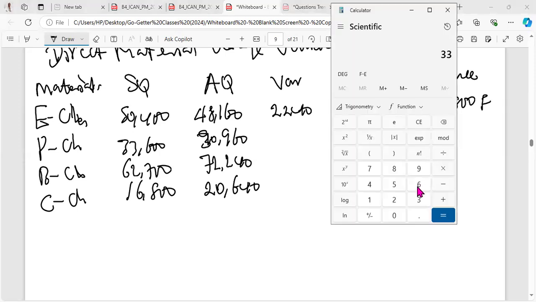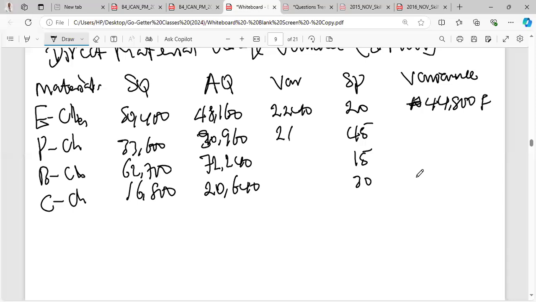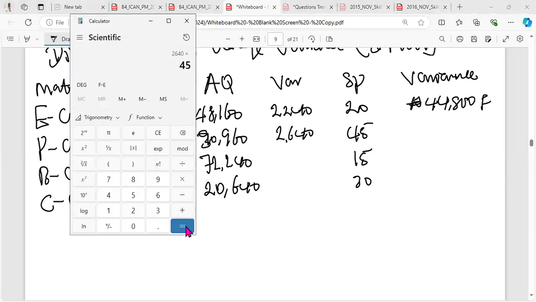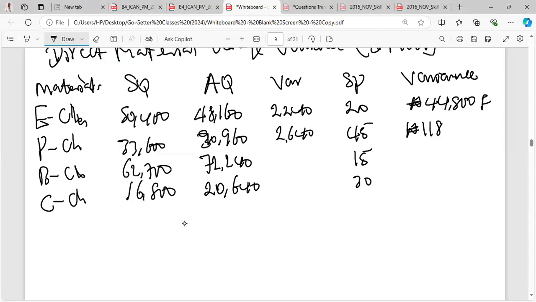33,600 minus 30,960, that is 2640. 2640 multiplied by 45 gives us 118,800. Another favorable.